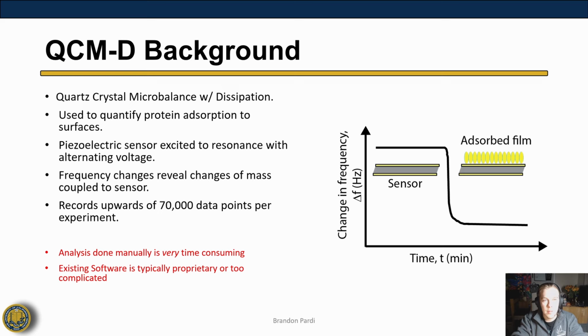So before we get started with the actual tutorial, let's do a quick QCM-D background. We use QCM-D to quantify the absorption of protein to surfaces. We have a piezoelectric sensor which is excited to its resonant frequency via an applied alternating voltage. As you can see here in this diagram, we have the sensor, and this top line is its resonance, and then as we apply or add a film onto the sensor, this change here that we see allows us to see the amount of the mass coupled to the sensor.